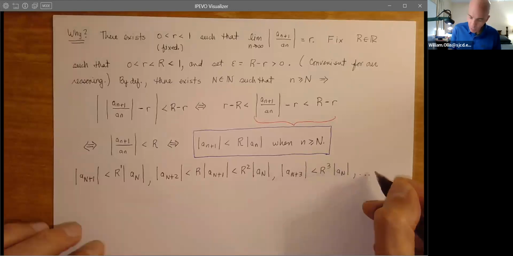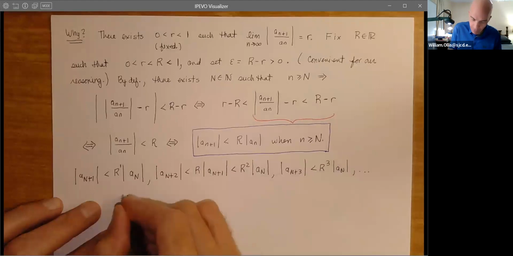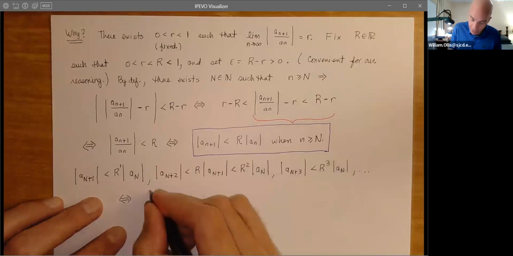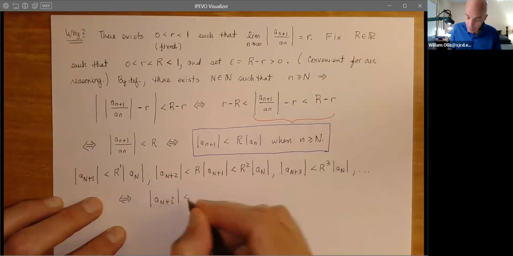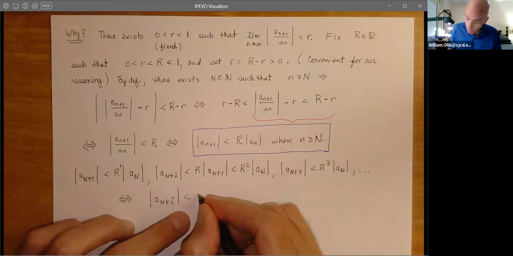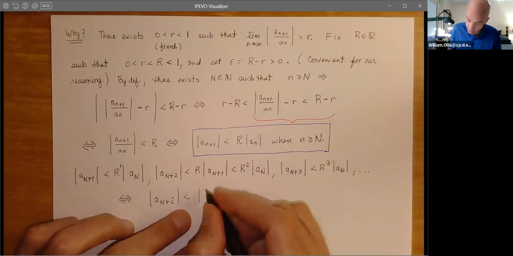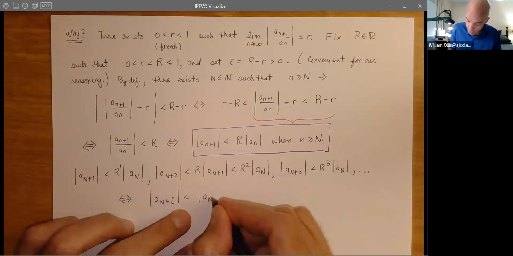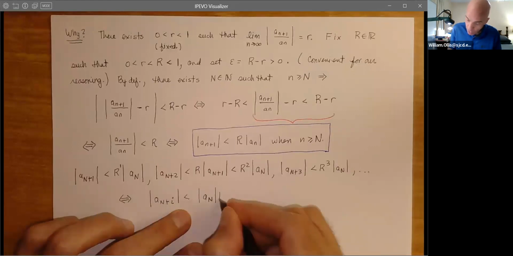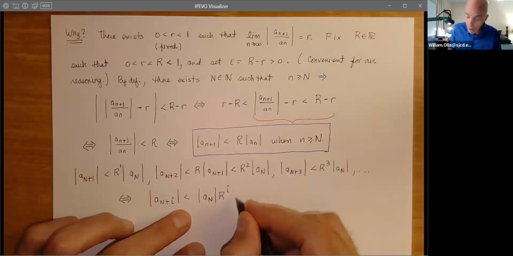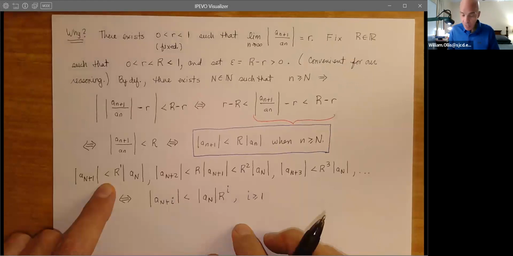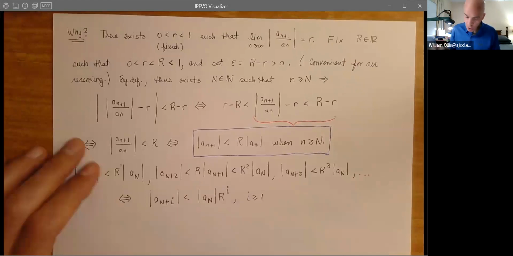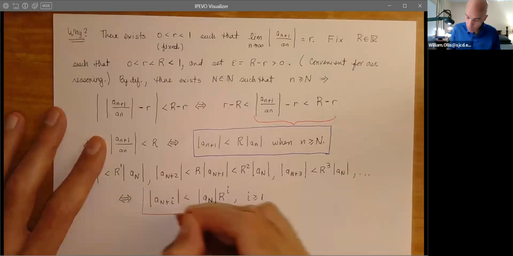So here's where I write a recursion. And I'm going to use an i. So a sub n plus i will be less than, in this case, I'll just go ahead and write the absolute value of a sub n first, since I did it that way in my theory. I'll have r to the i, where i is greater than or equal to 1. So when i is 1, we get this one. When i is 2, we get this inequality, 3, etc. So this gives us a nice recursion. I told you this was very straightforward.